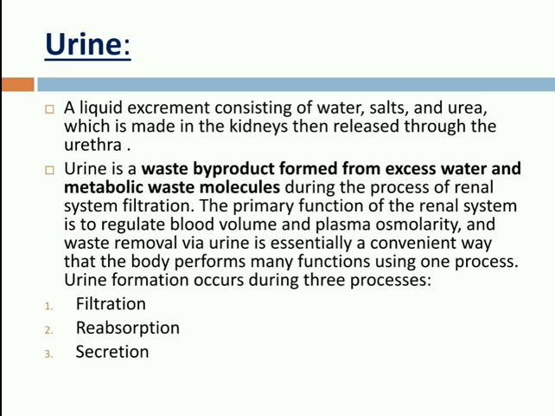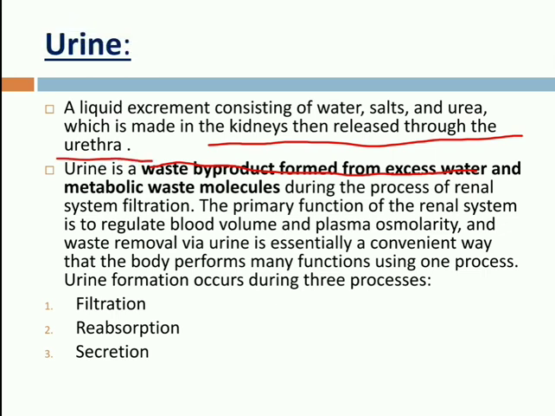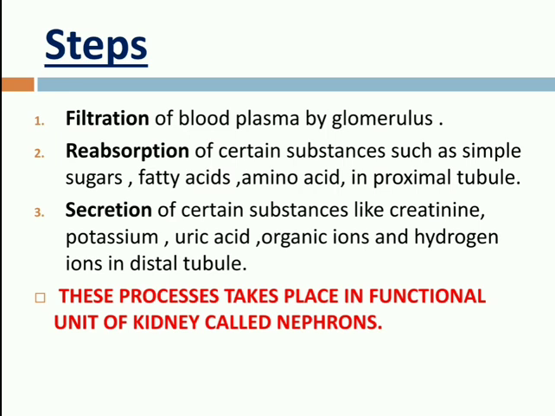Now, what is urine? Urine is a waste byproduct formed during the renal system filtration. It consists of water, salt, and urea. The urine is formed inside the kidney and released through the urethra. The formation of urine takes place in three processes. They are filtration, reabsorption, and secretion. The filtration of blood plasma is done by the glomerulus.